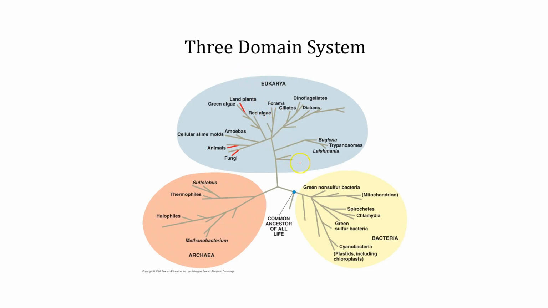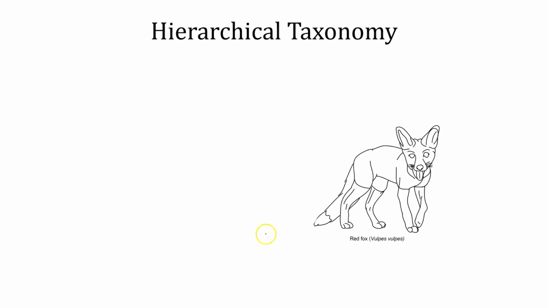Inside each of these, there's even a further way we can classify organisms. And this is known as hierarchical taxonomy. An example of this would be, let's say we have a fox. This particular fox drawn in the picture is known as the red fox. And there's a bunch of different other types of foxes that are not red fox. Well, every organism has what's called a binomial name. And the binomial name is in Latin, and it looks like this right here. So the common name would be red fox, but the binomial name would be this Latin word Vulpes vulpes.